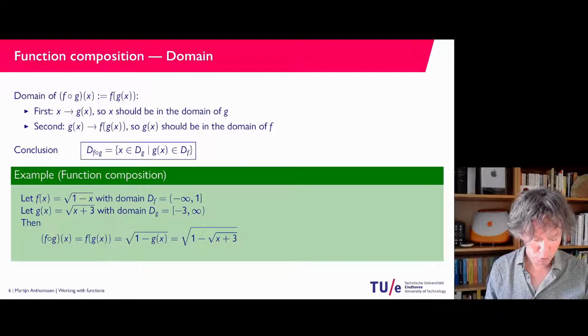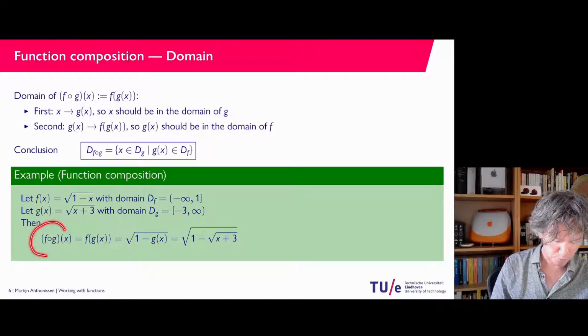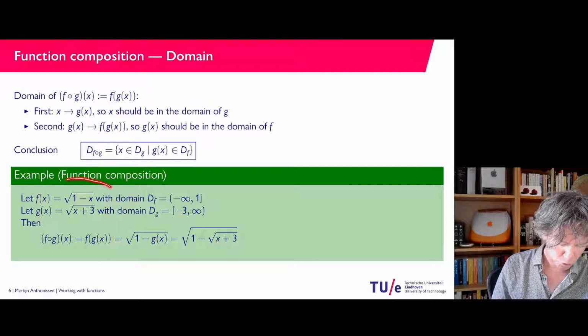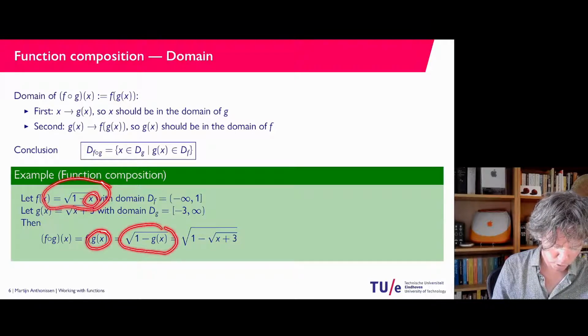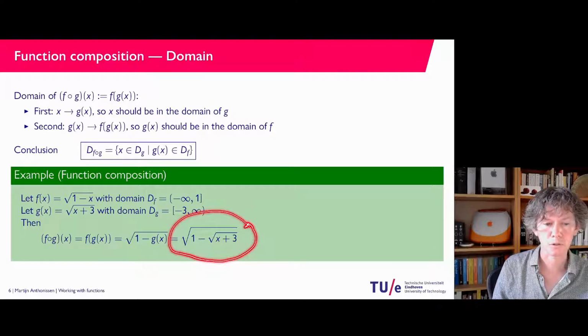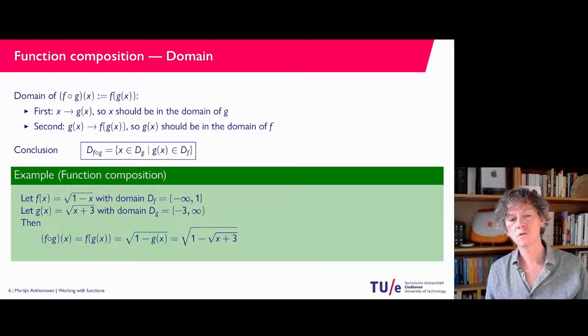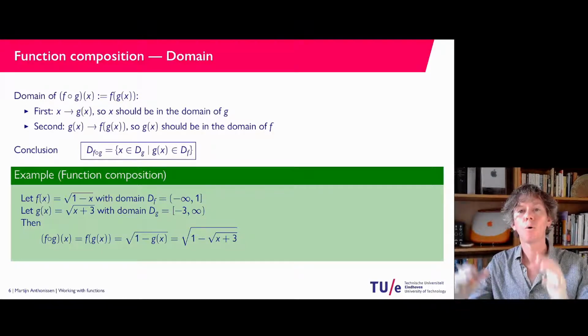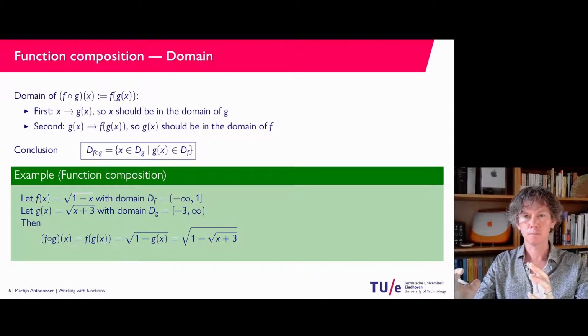And then I'm going to consider the function f after g. So it's the f of g of x. The f function is the square root of 1 minus x. So this x here, I replace it with g(x). Then we get the square root of 1 minus g(x). And then I plug in that I know that g(x) is the square root of x plus 3. So I find this a little bit ugly expression. Apparently f after g is the square root of 1 minus the square root of x plus 3.